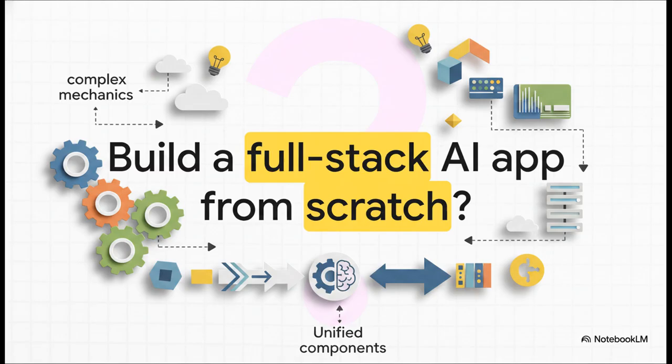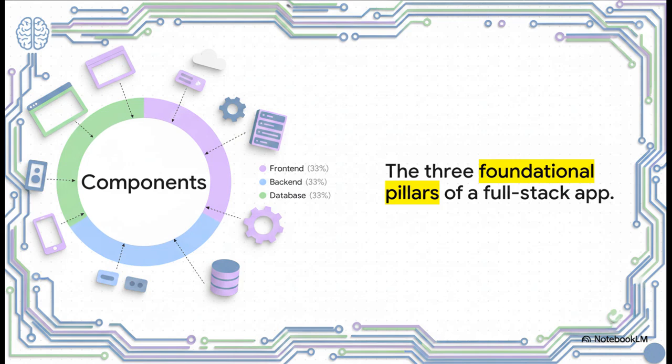We're not just moving text from a database to a user's screen anymore. You're dealing with non-deterministic outputs, heavy prompt orchestration, token streaming, and massive embedding models. It's a huge architectural lift. But don't worry, we are going to distill it down to its absolute core components. And here we're looking at the three foundational pillars: the front end, the back end, and the database.